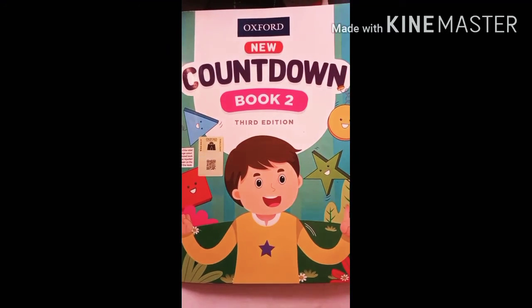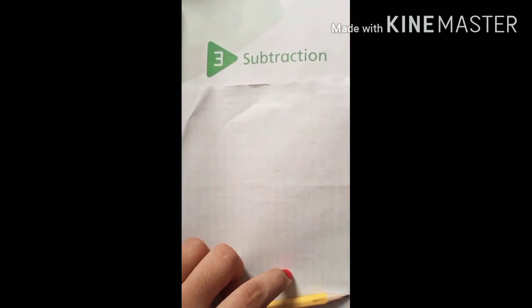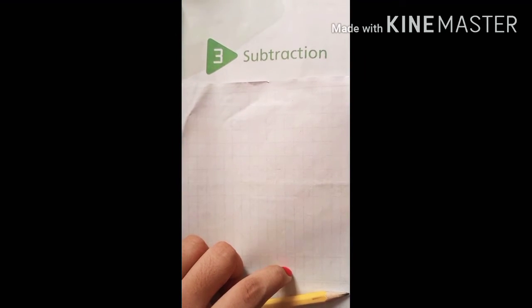Here is our Countdown Book 2. So students, as we were revising our chapter number 3, that is subtraction, today we are going to revise our page number 50. Now students, open page number 50. Here is our today's topic, that is review. In this we will review our addition and subtraction sums.